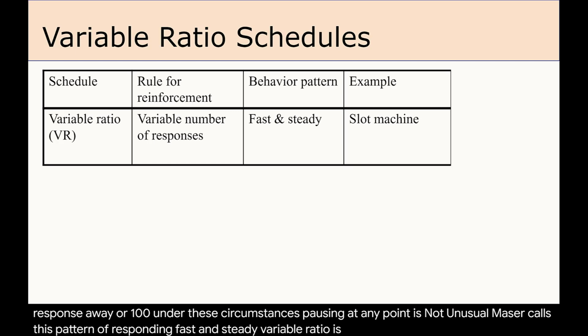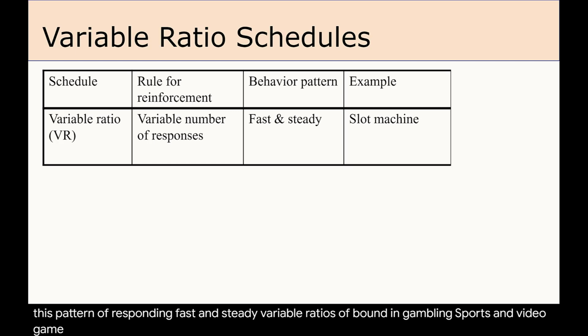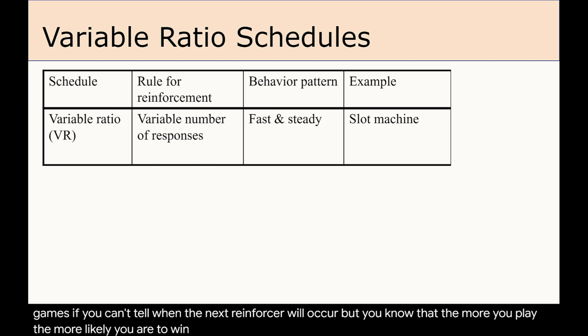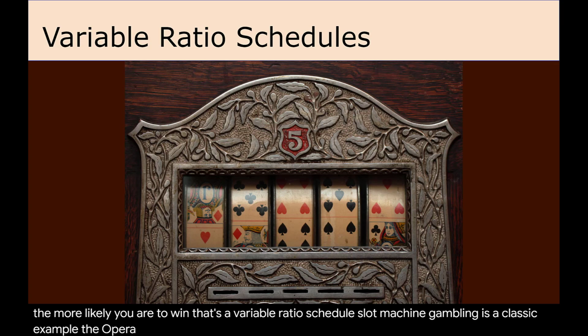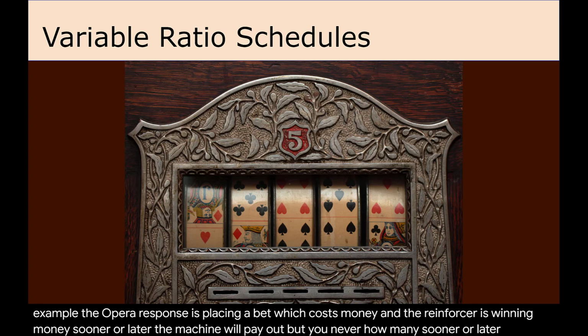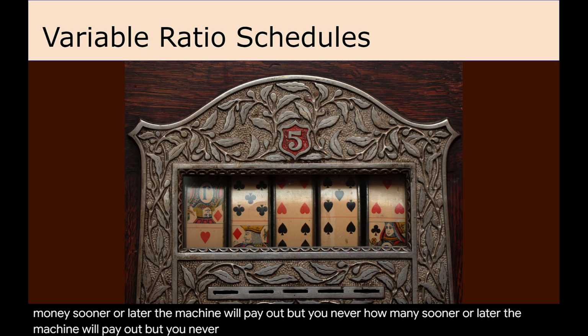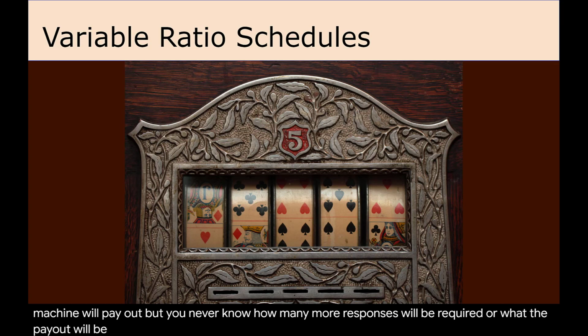Variable ratios abound in gambling, sports, and video games. If you can't tell when the next reinforcer will occur, but you know that the more you play, the more likely you are to win, that's a variable ratio schedule. Slot machine gambling is a classic example. The operant response is placing a bet, which costs money, and the reinforcer is winning money. Sooner or later, the machine will pay out, but you never know how many more responses will be required or what the payout will be. One thing you can be sure of is that the house always wins.